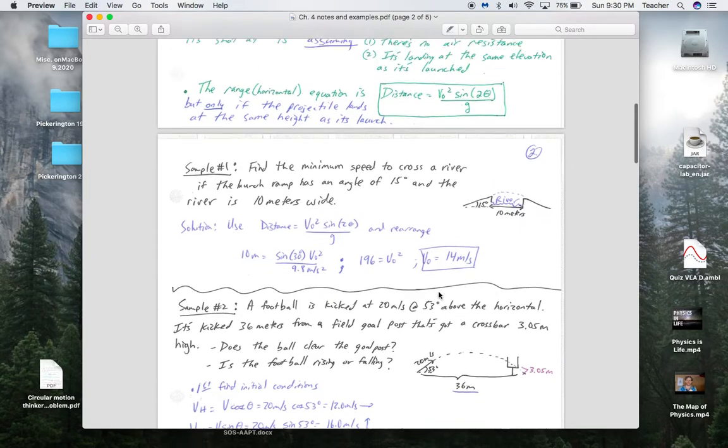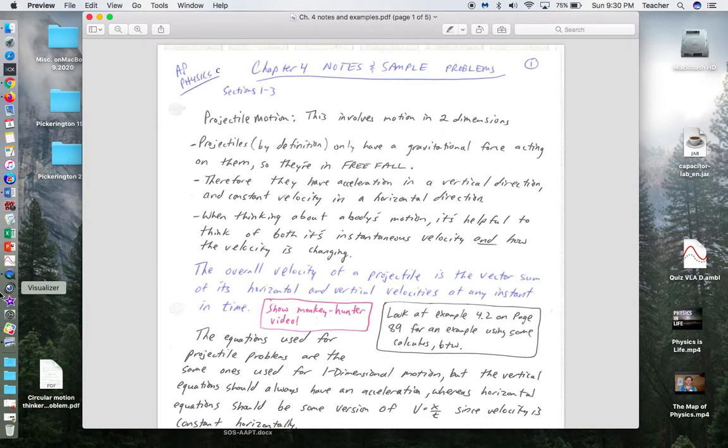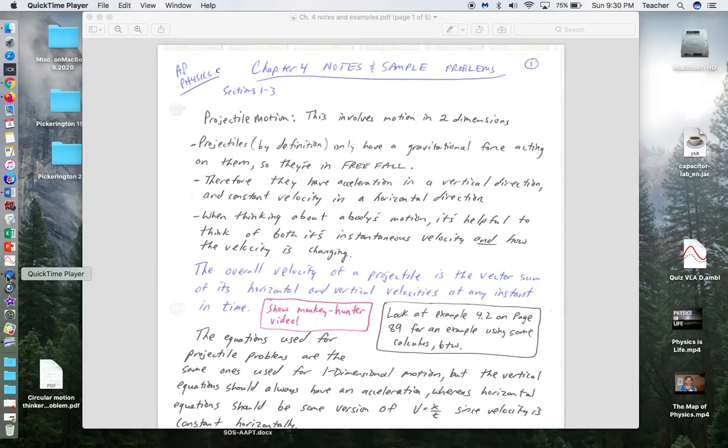Okay, so hopefully those are some good examples. I think you know how to do projectiles pretty well. AP usually doesn't have a straightforward projectile problem, but they'll put it as part of something else, like a momentum problem or an energy problem. So again, hopefully those help.